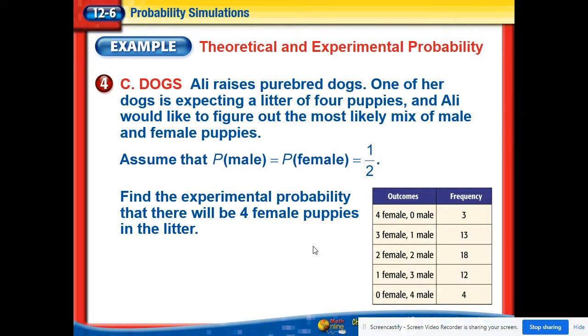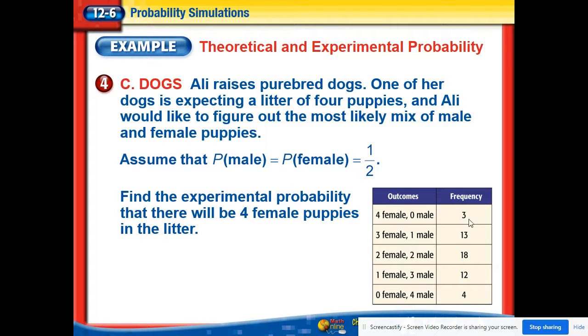So now we actually have some data, maybe from a veterinarian or something like that. And here's the experiment over the last several occurrences. 4 females 3 times, 3 and 1 male is 13 times, 2 and 2 was 18, and this is probably expected. 0 and 4 males 4 times. But now this is an experiment, and it has a little different probability than what we just got done doing.